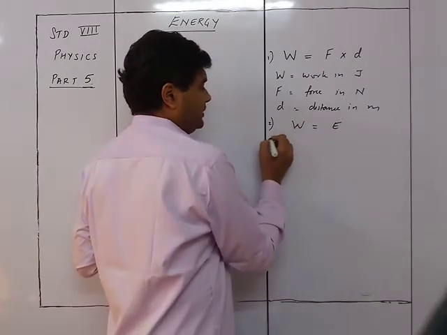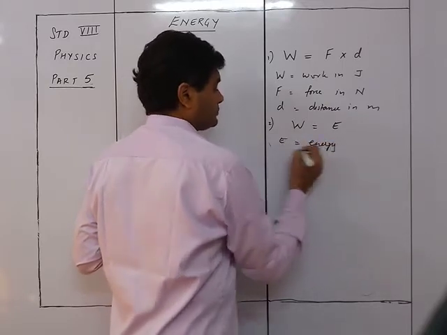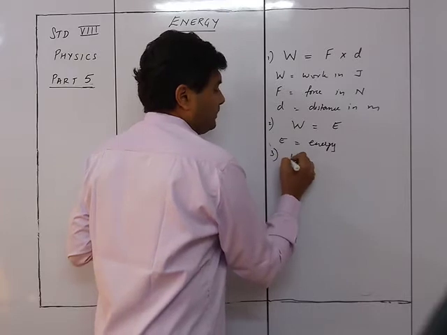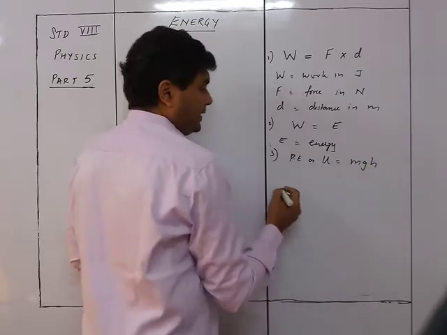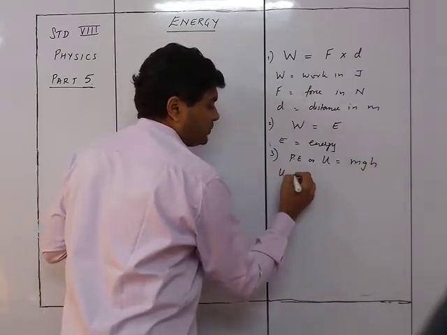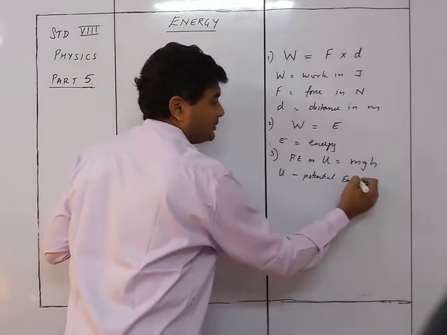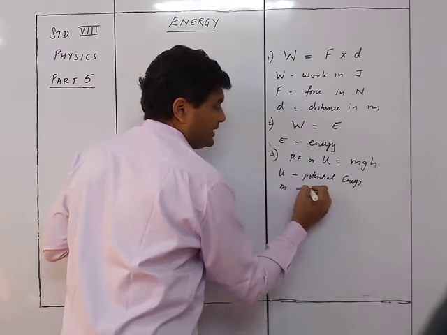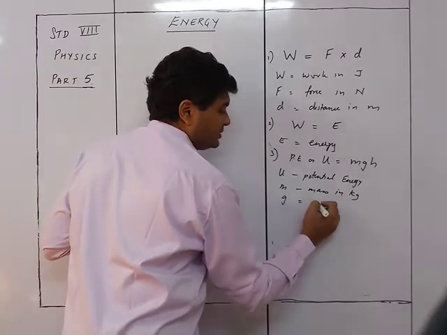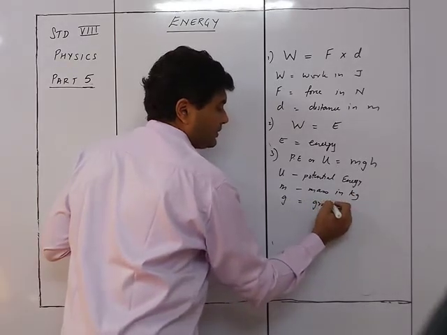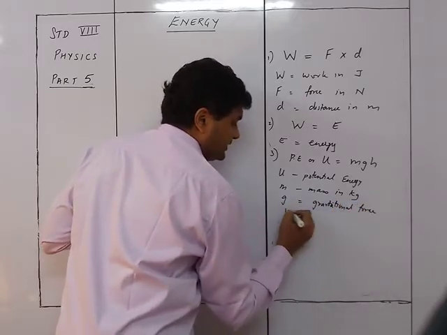So that is one more thing over here. The third one, where E is equal to energy. The third one is PE or U is equal to mgh, where PE is the potential energy, U is potential energy, m is the mass in kg, g is the gravitational force, and h is the height in meters.